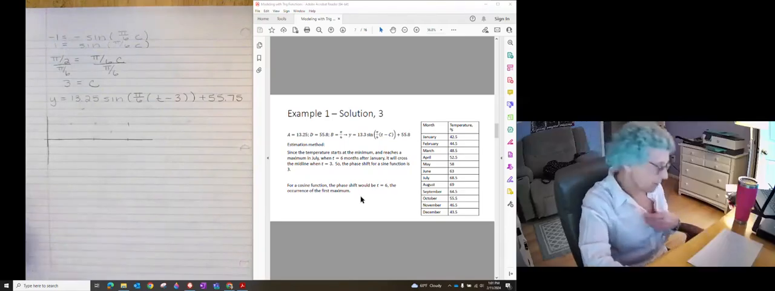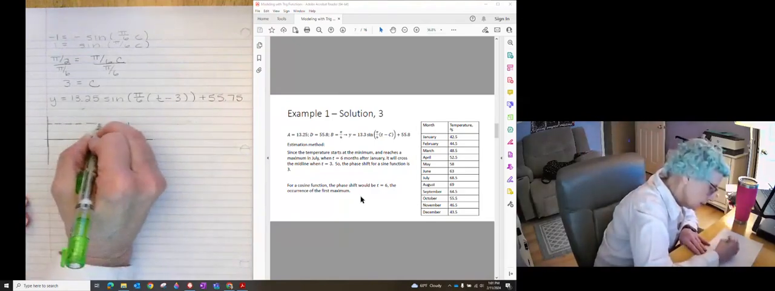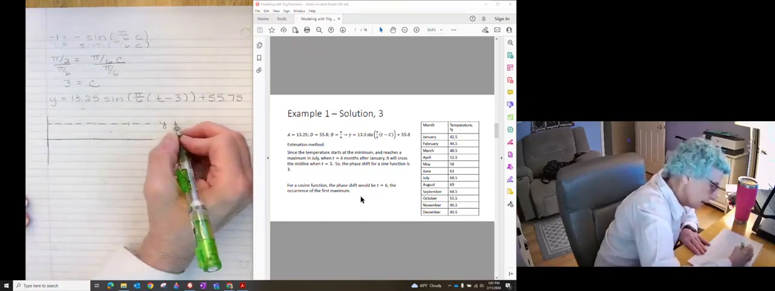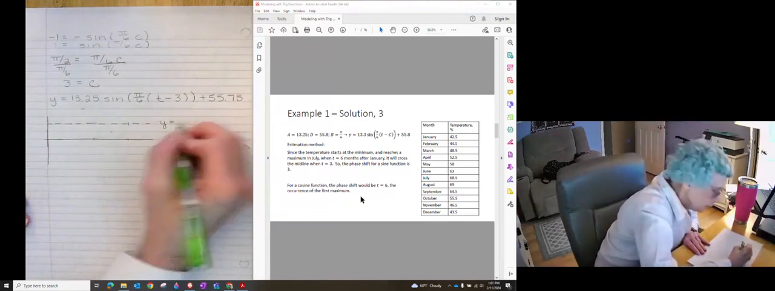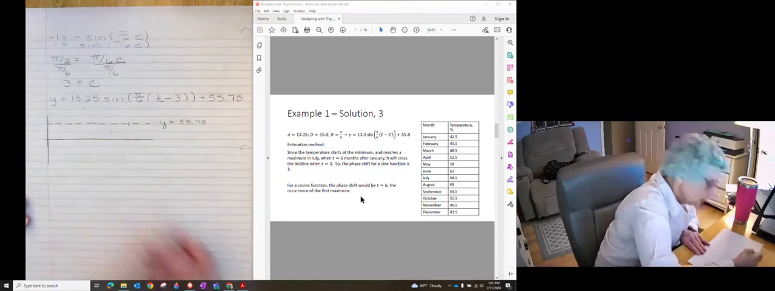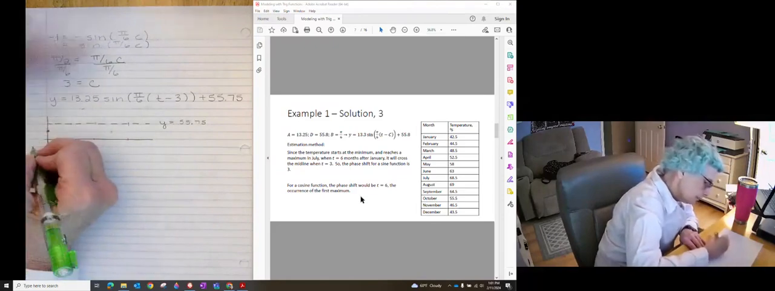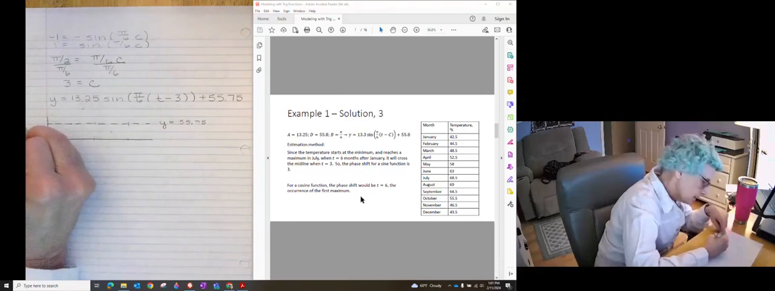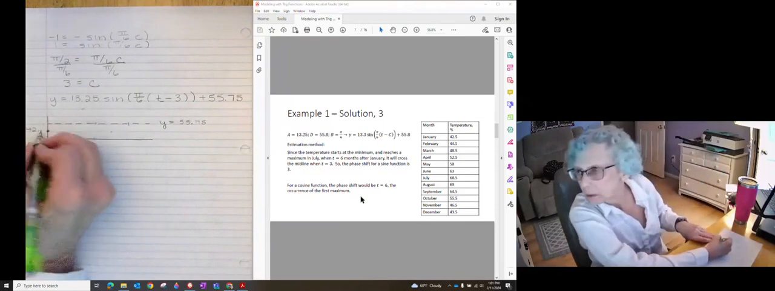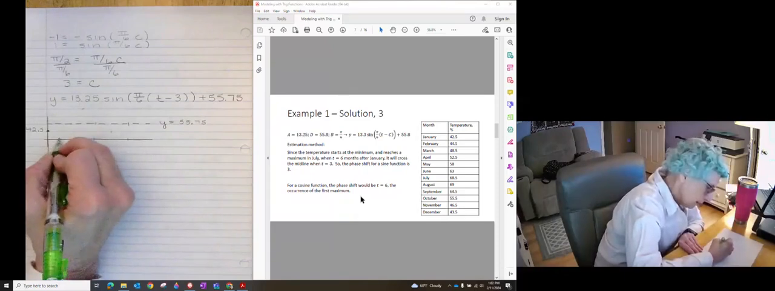Now let's graph our sine function. First thing I would do is dash in a vertical line at my midline. This is not going to be to scale, of course. Y equals 55.75. I know at 0, it's at its min, and that was 42.5 degrees in January.